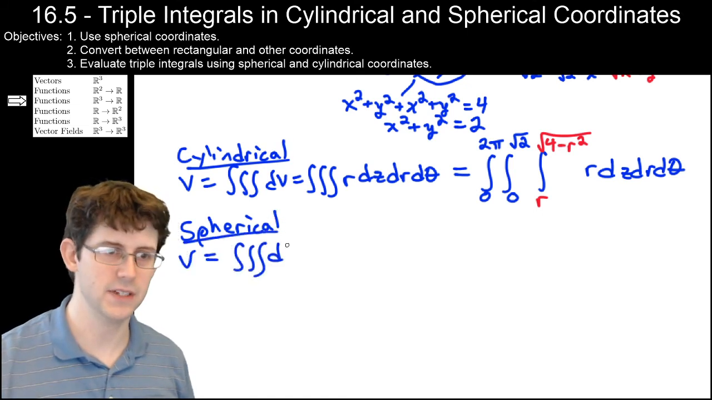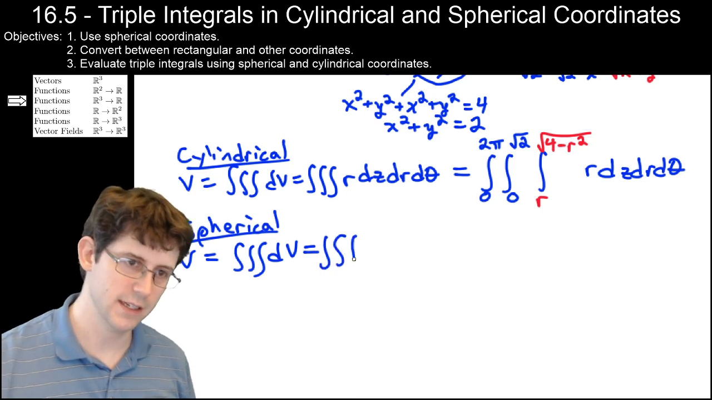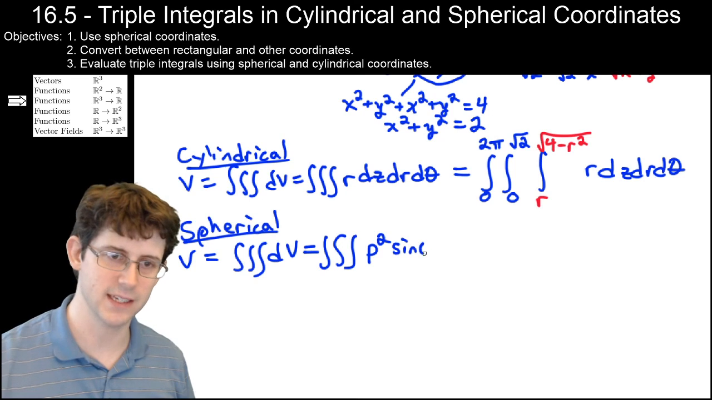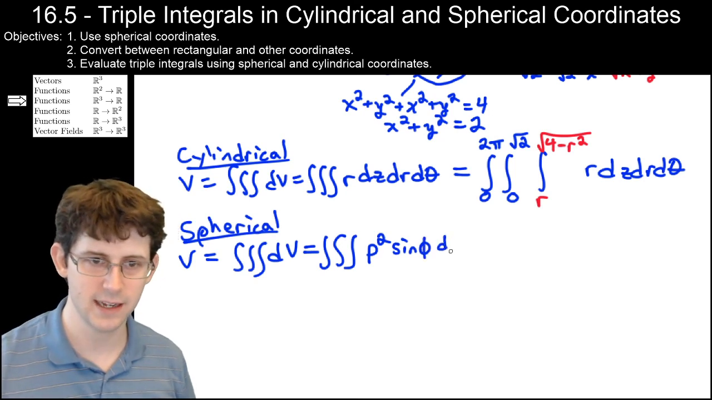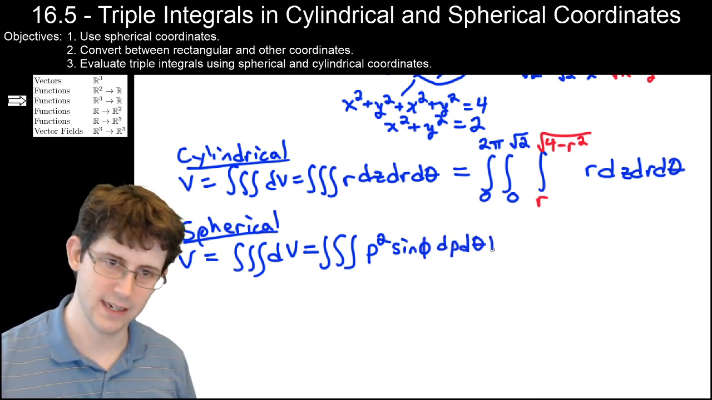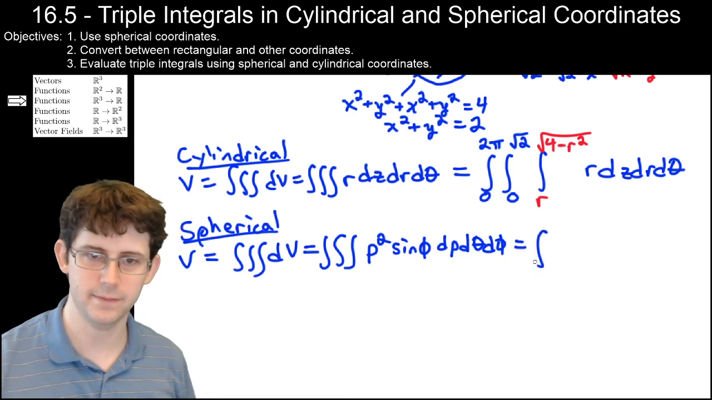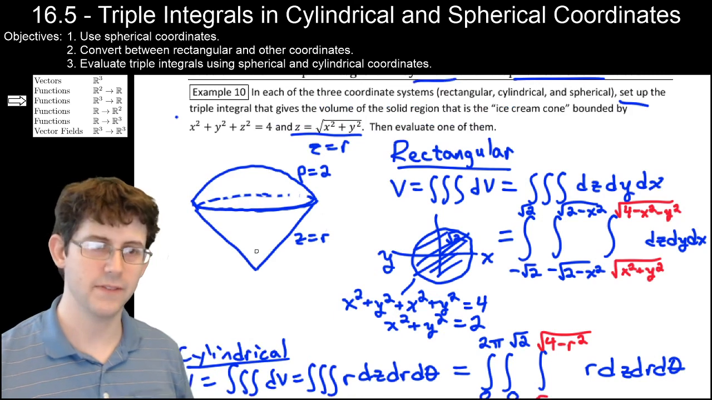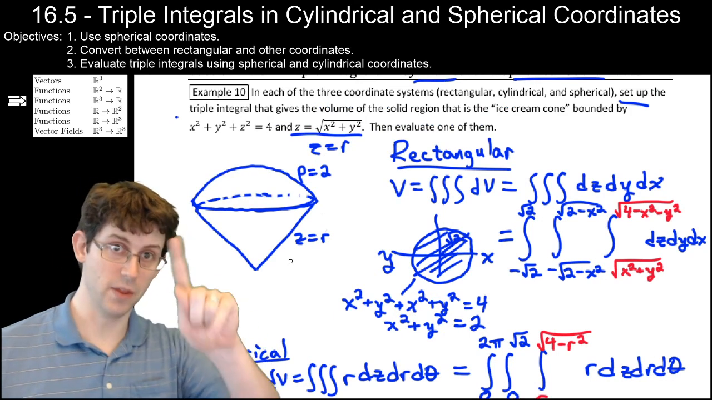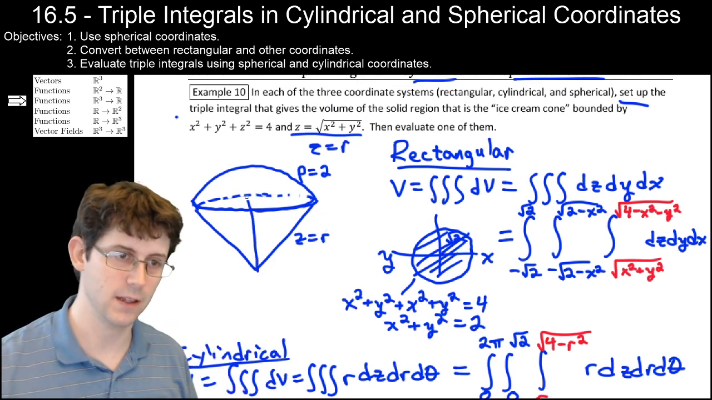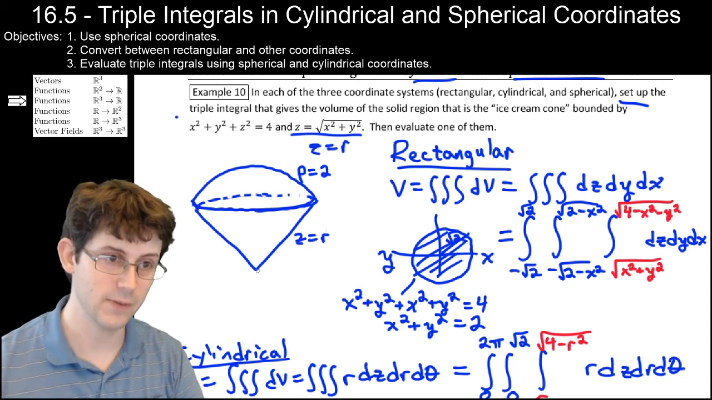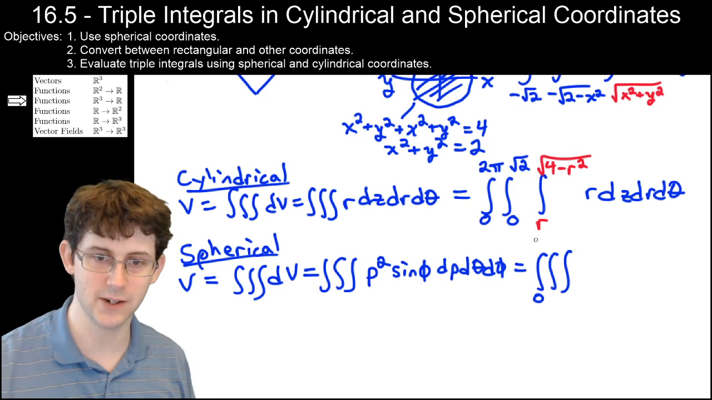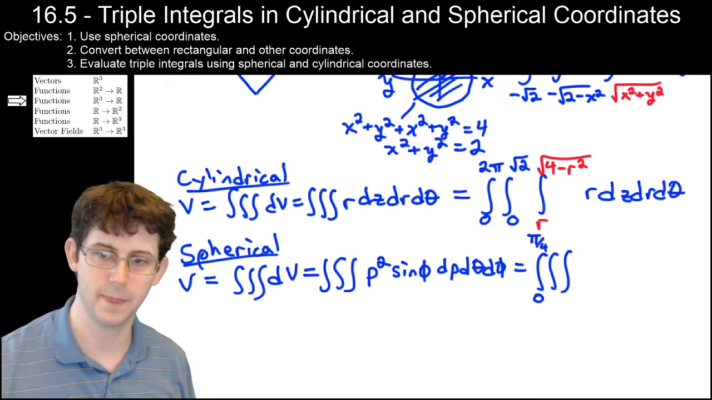V is the integral of dV, which is, well, what does dV equal? We had some weird geometric argument that told us dV is rho squared sine phi d rho d theta d phi. Let's try to get these bounds. Phi is like latitude measured from the North Pole, and for this ice cream cone, the lowest phi is phi equals 0, and we get all the way down to 45 degrees. So the phi bounds are pretty awesome. It's 0 to 45 degrees, pi over 4.